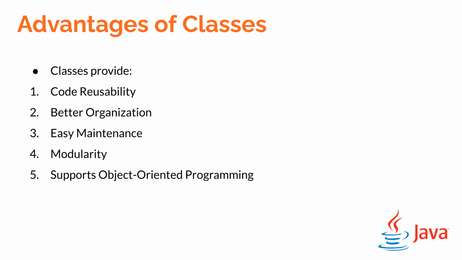6. Supports object-oriented programming. Java is an object-oriented programming (OOP) language. Classes are the foundation of OOP. Without classes, we cannot create objects or use key OOP features. Classes enable concepts like encapsulation, inheritance, polymorphism, and abstraction. These features help build secure, reusable, and scalable applications.